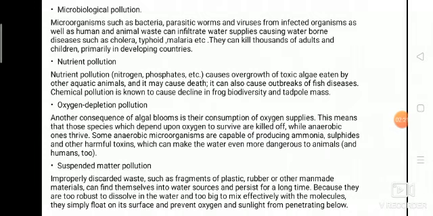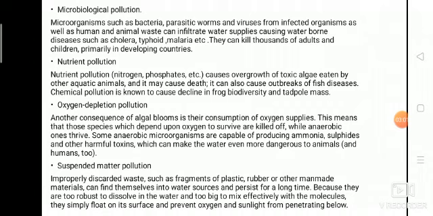Microbial pollution. Microorganisms such as bacteria, parasitic worms, and viruses from infected organisms as well as human and animal waste can infiltrate water supply, causing waterborne disease. Nutrient pollution. Nutrient pollution, that is nitrogen and phosphorus, causes overgrowth of toxic algae eaten by other aquatic animals, and it can cause death. It may also cause outbreaks of fish disease. Chemical pollution is known to cause decline in frog biodiversity and tadpole mass.